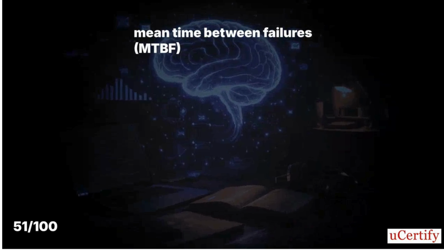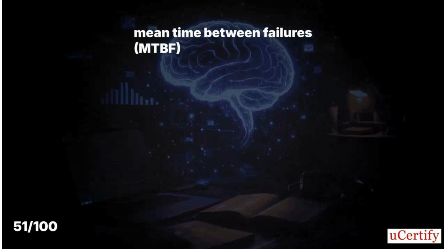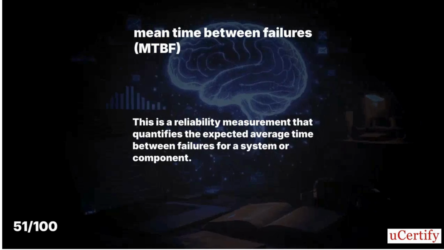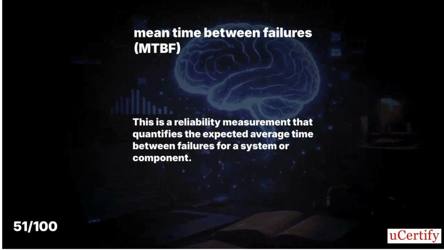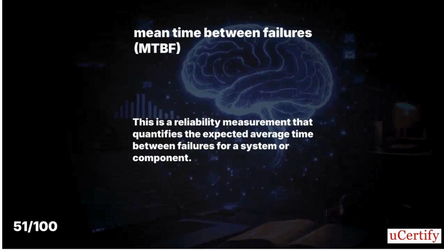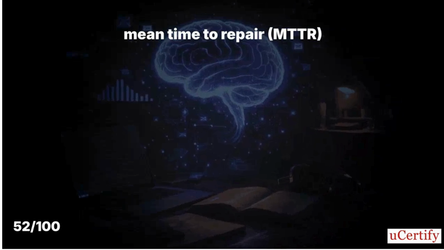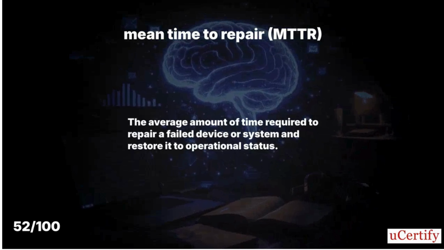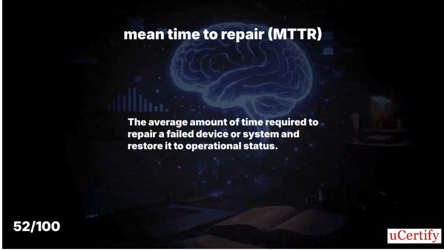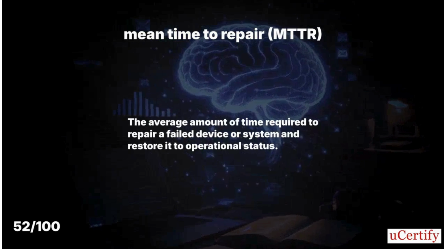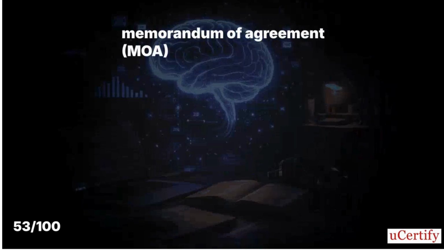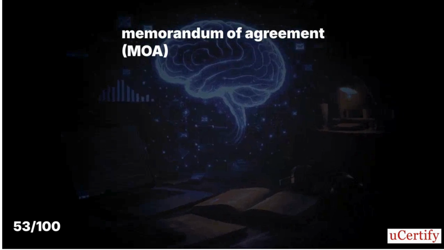Mean time between failures, MTBF. This is a reliability measurement that quantifies the expected average time between failures for a system or component. Mean time to repair. The average amount of time required to repair a failed device or system and restore it to operational status. Memorandum of Agreement, MOA.